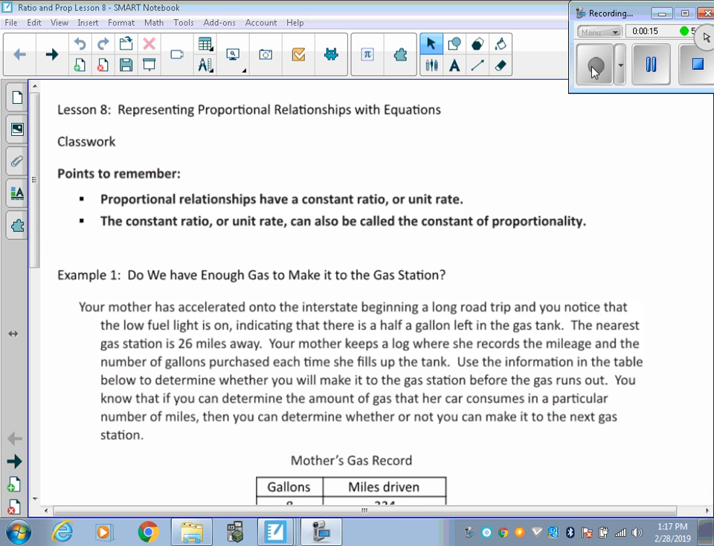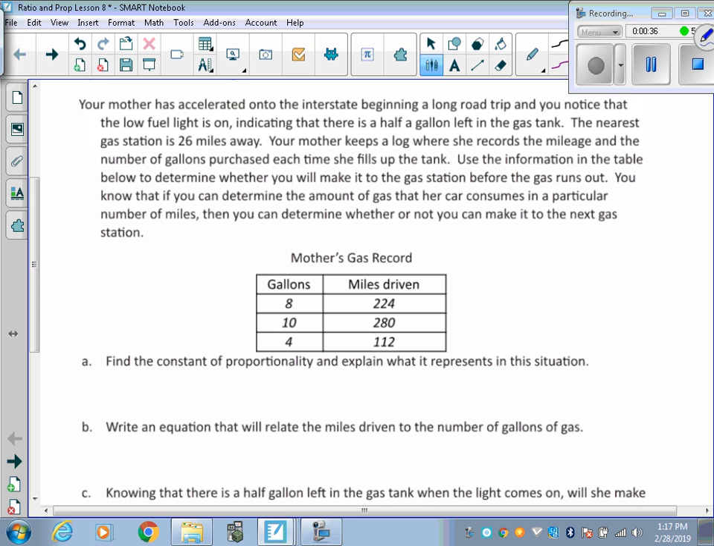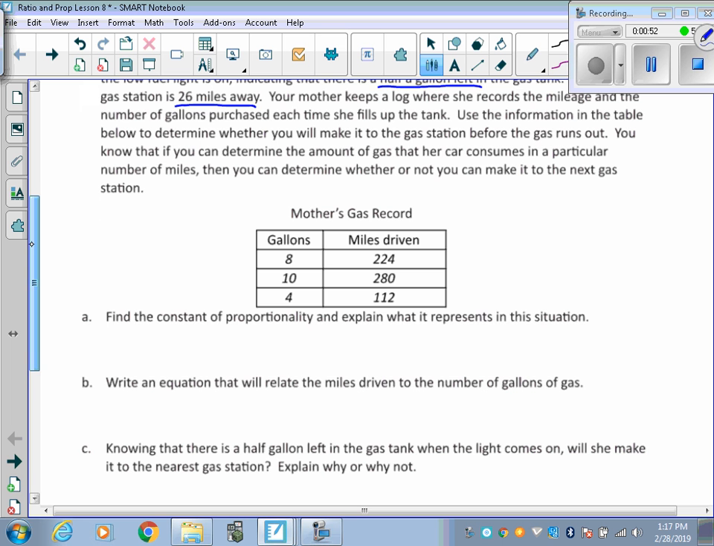So, first off, proportional relationships have a constant ratio or unit rate. That constant ratio or unit rate is also known as the constant of proportionality, which we've been working on the last few days. So we have this example here about a mother and a son going on a trip. You can read through it, but you'll see that they have a half a gallon left in the gas tank, and the nearest gas station is 26 miles away. Your mother logs the gas records to know how far they drive and how many gallons, and that's right down here below in this table.